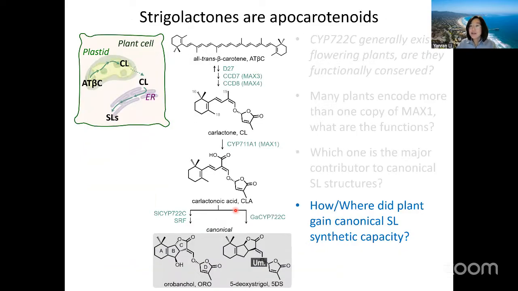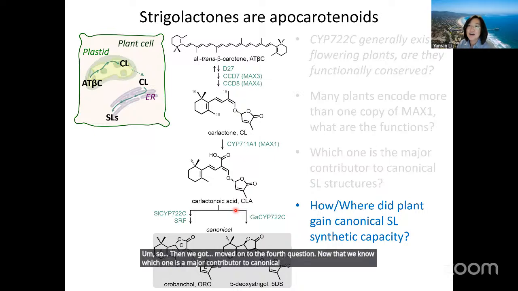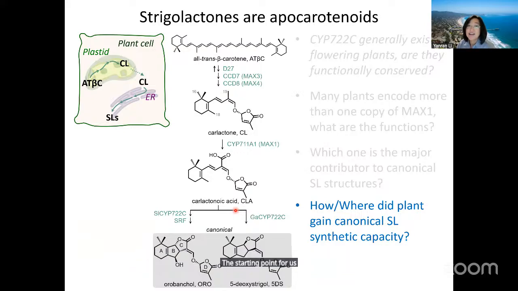So then we moved on to the fourth question. Now that we know which one is a major contributor to canonical strigolactone structures, we want to know how plants gain the synthetic capacity. By answering this question, that could be the starting point for us to gradually understand the biological function of canonical strigolactone.